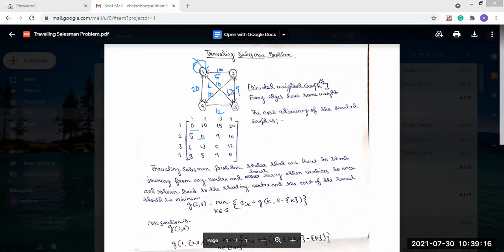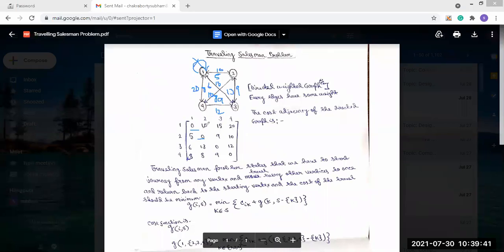Same as that for 4 to 1, the value is given as 8. From 4 to 2, the value is given as 8. From 4 to 3, the value is given as 9. And from 4 to 4, there is no self loop, so that's why it is 0.